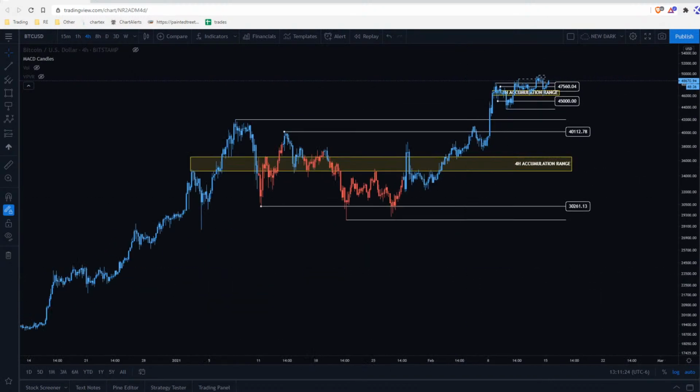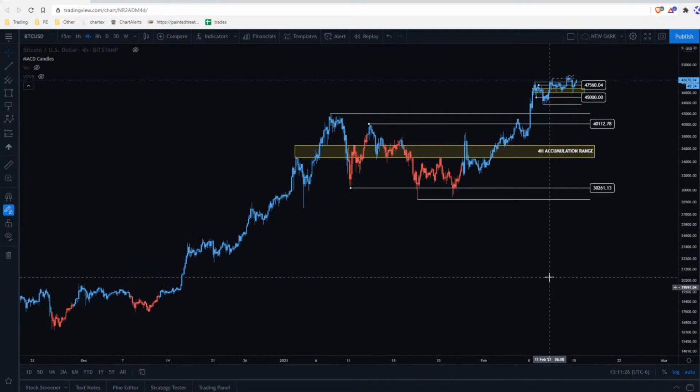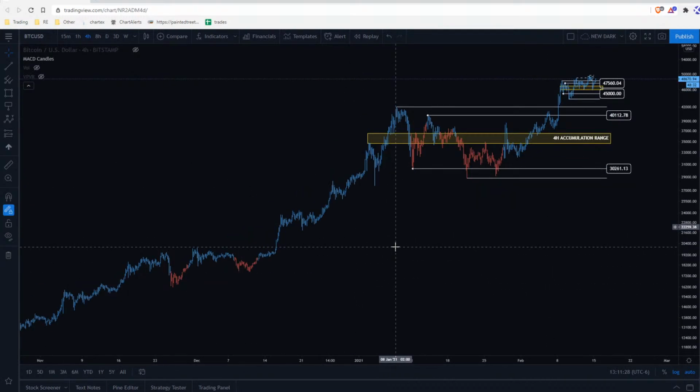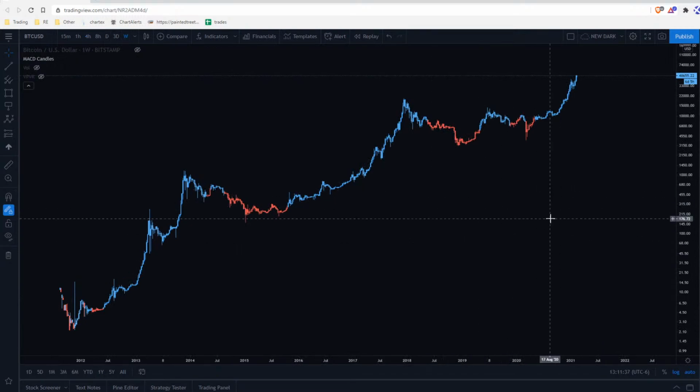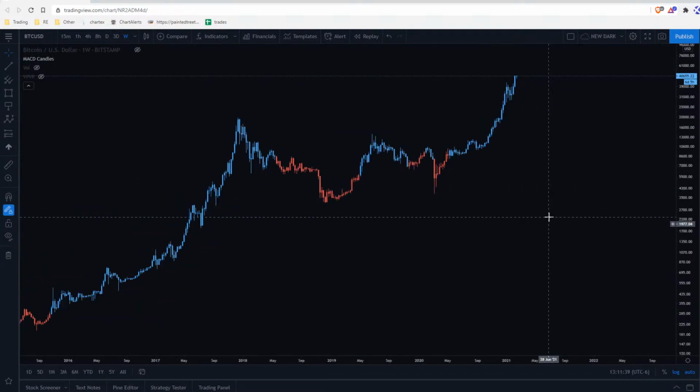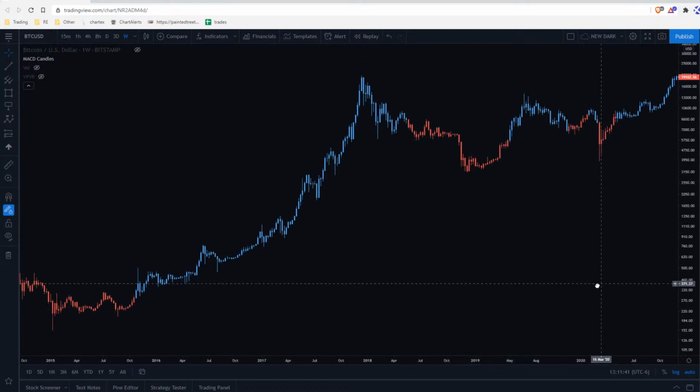Alright, so what we're doing today is going through a bunch of charts that I have not drawn on yet. Obviously, I've already drawn on this 4-hour of Bitcoin, but we're going to go out to like the weekly because I haven't drawn on it. Let me know what you guys think about the new colors, if you like the new colors.